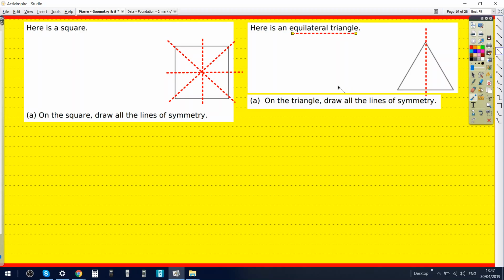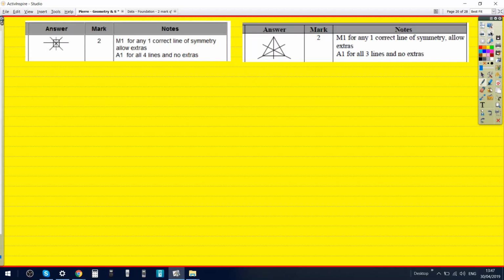It's equilateral. So a diagonal one going through, and then another diagonal one going along. Yes, and that's because all the sides are the same length. So a square has 4 equal sides, and so that has 4 lines of symmetry. Equilateral triangle, all 3 sides are equal, and so that has 3 lines of symmetry.